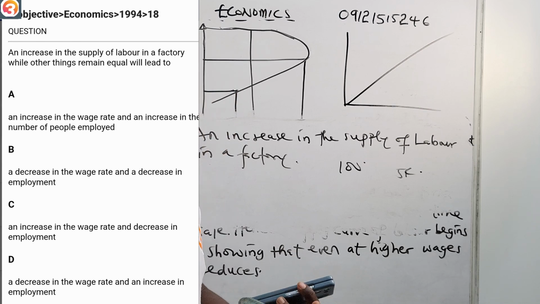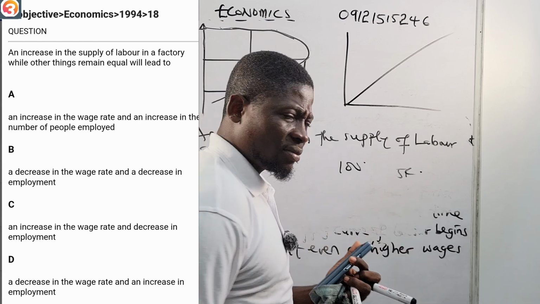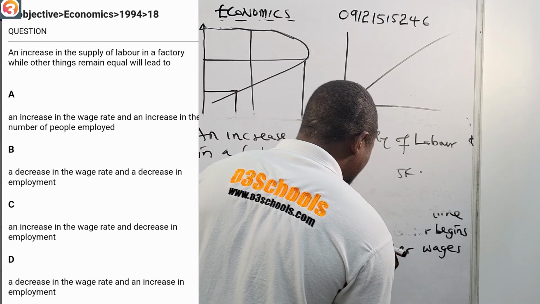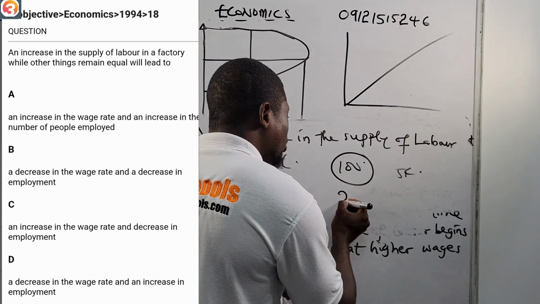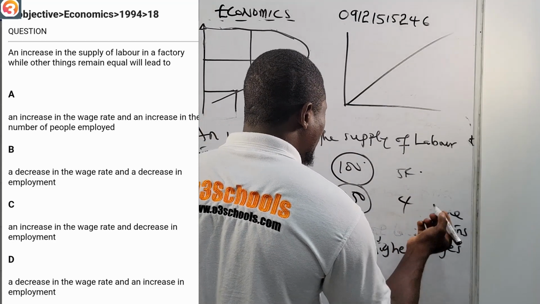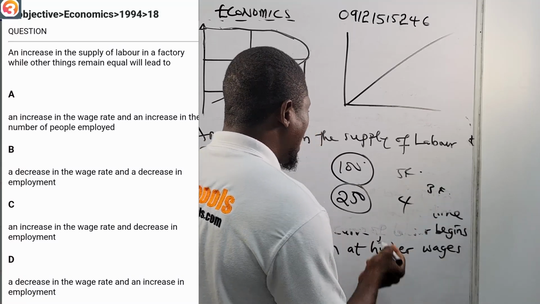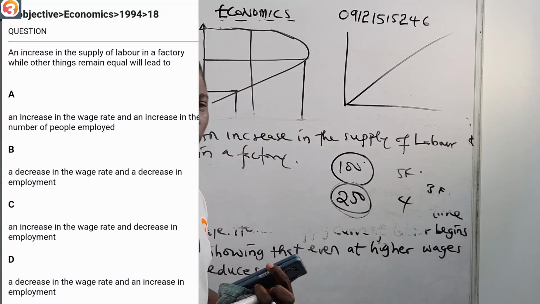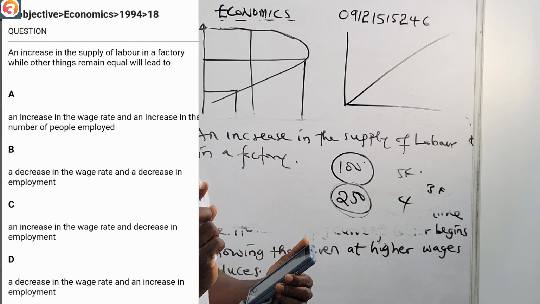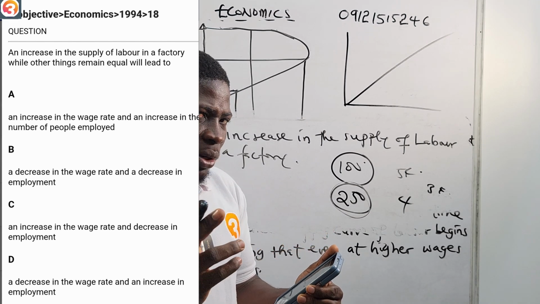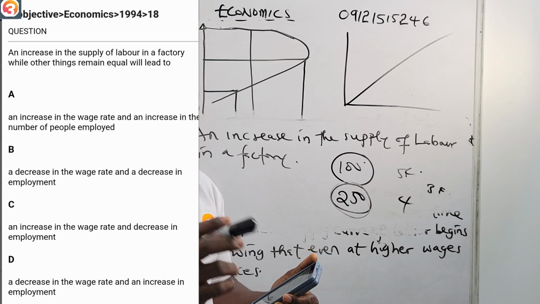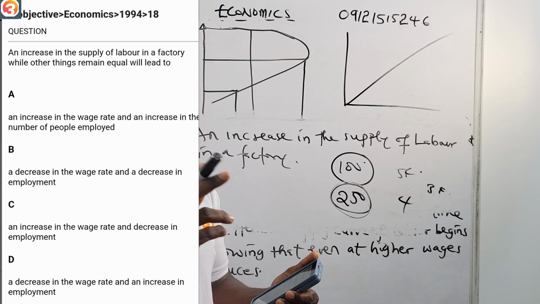If you want to employ more workers, will he be increasing this money? He would not increase it. He will rather reduce it. If the number of workers increases to, let's say, 250, that means he should be paying all these people even 4K or 3K, so that he can accommodate the payment of the other workers. So that's why in option A, the wage rate will not increase, but the number of people employed will increase, leading to increase in employment.